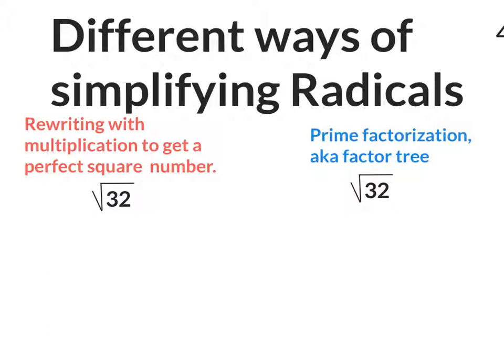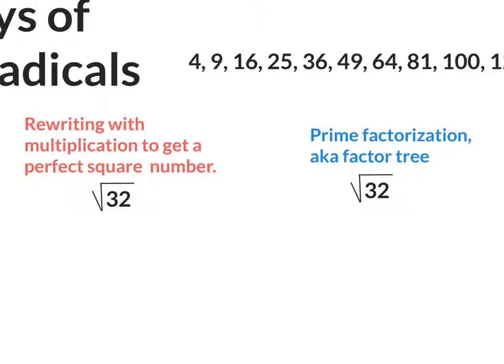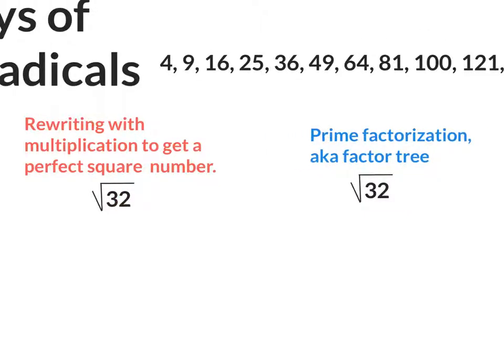Okay? So how would I tackle this guy right here? Well, I would start by writing down my perfect square number list. 32 is not up there. If it were the square root of 36, my answer would be 6. But 32 is not a perfect square number, so we're going to rewrite it with multiplication to get a perfect square number. And 4 will work, but will 9 work? Will 16 work? 16. So always use the biggest perfect square number possible. So we're going to have 16 times 2.